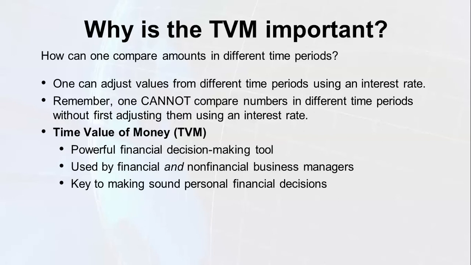It adjusts the value of a future amount to present, or a present amount to future. So you can adjust the value of a future amount and find the present value, or you can find the future value of the present amount or lump sum amount or series of cash flows and make them comparable. Time value of money is very important because it's a powerful financial decision-making tool. It helps us compare between two different types of investment.